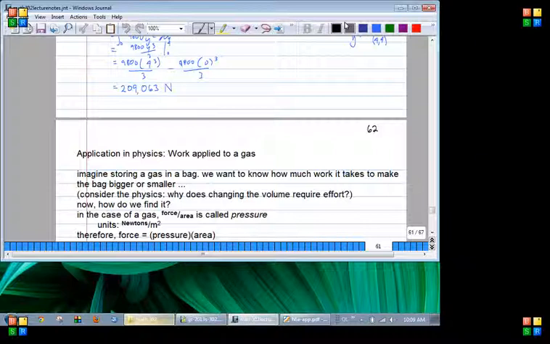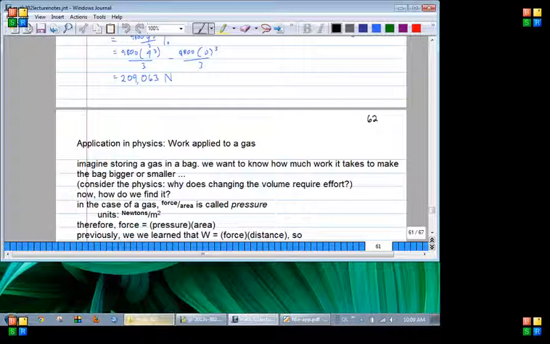So now notice, in the case of a gas, force over area is called pressure, and this is newtons per meter squared. Once again, I think we've seen this before. So therefore, force equals pressure times area.